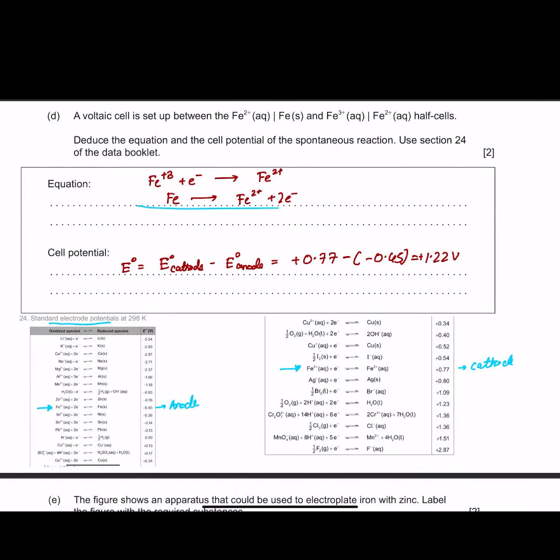Now, to write the net reaction, we have to cancel out all the electrons. So we have to multiply the first reaction by 2. What happens is there will be 2 electrons on the left-hand side and 2 electrons on the right-hand side. They will cancel out, and we will get the final equation. So 2Fe3 plus plus Fe solid gives you 3Fe2 plus. This is the final cell reaction or cell equation. That's all about part D.